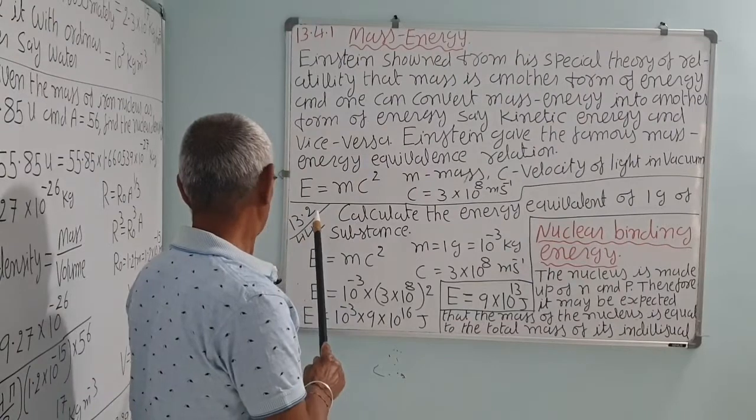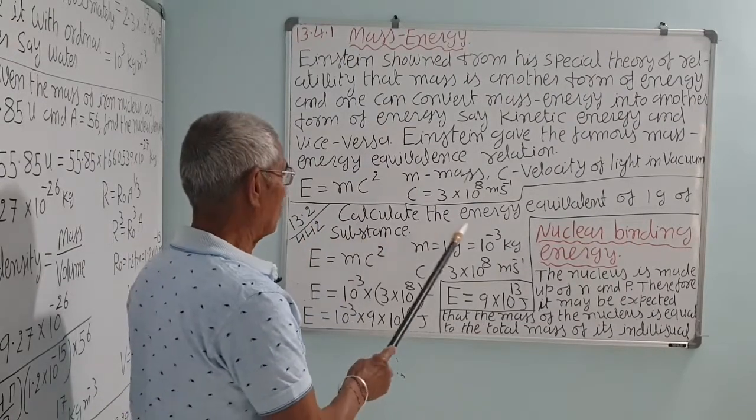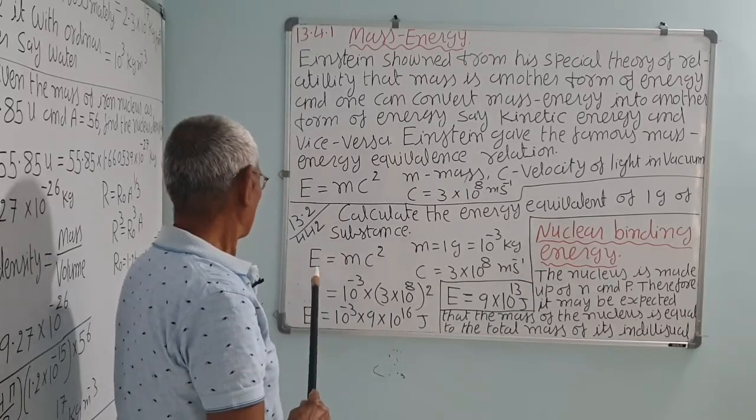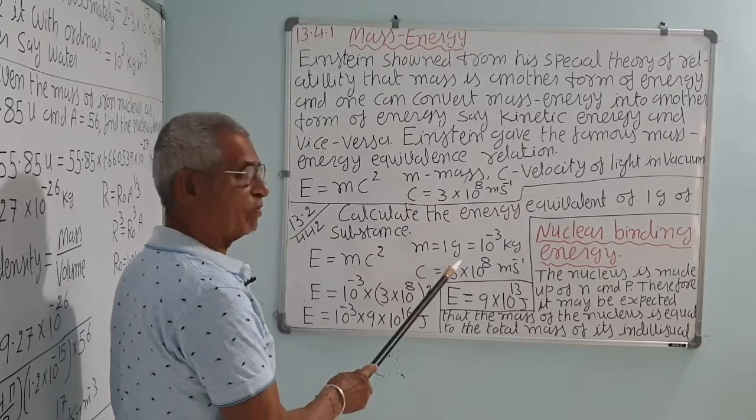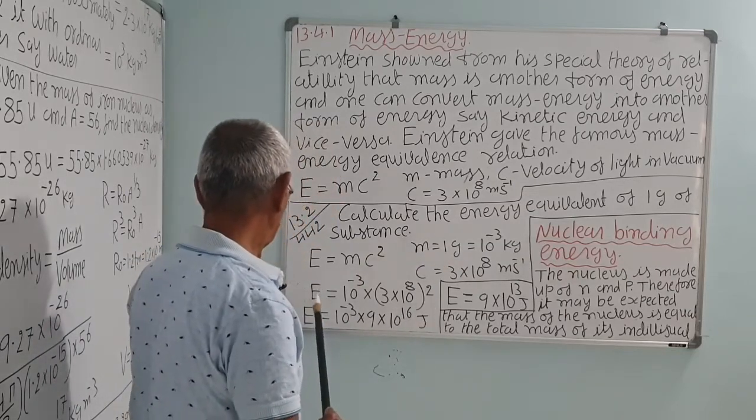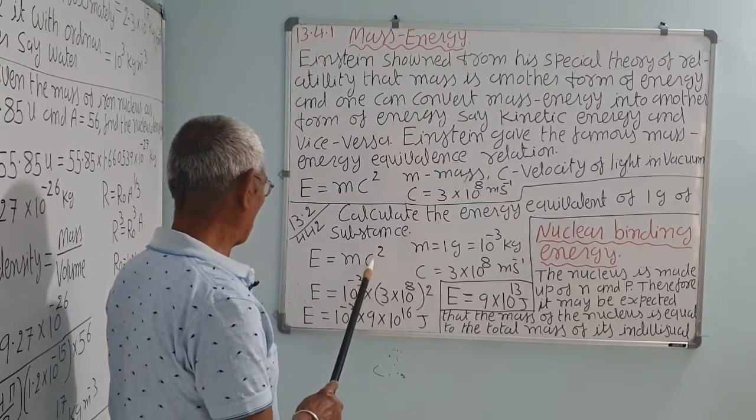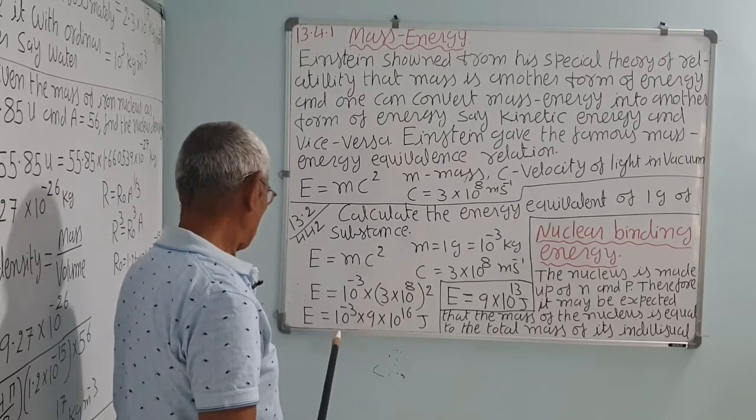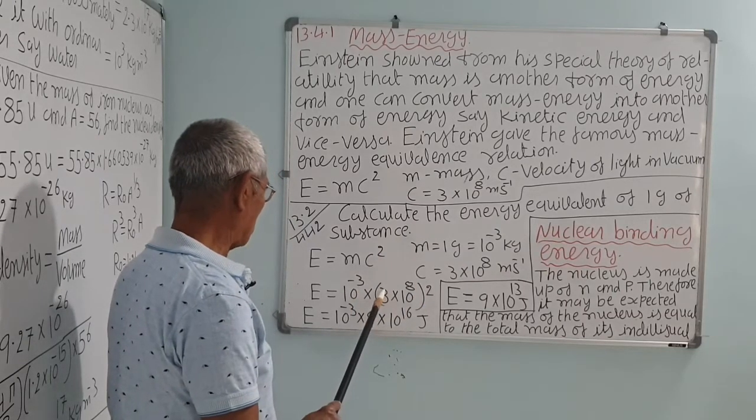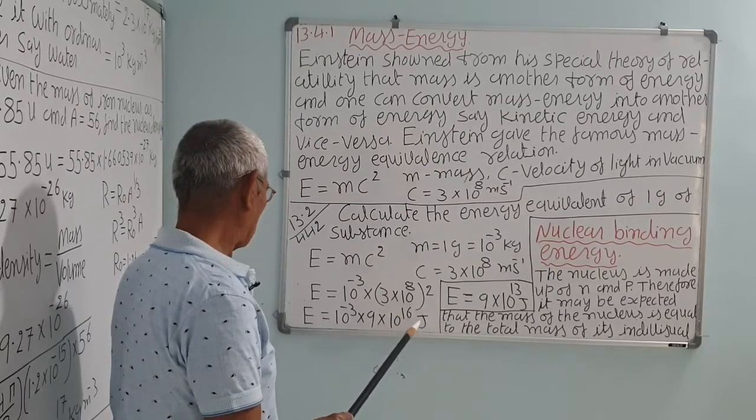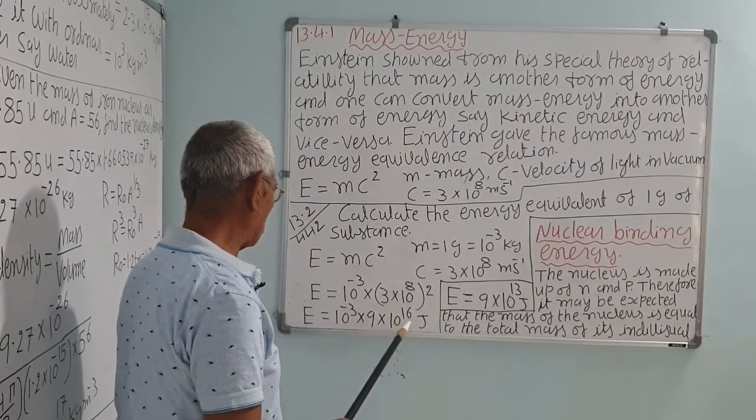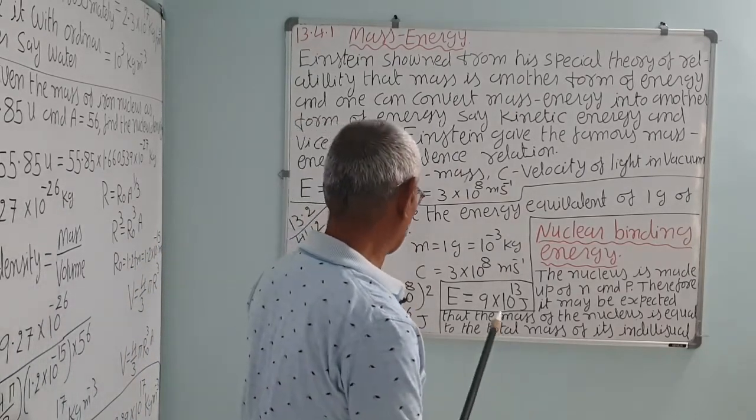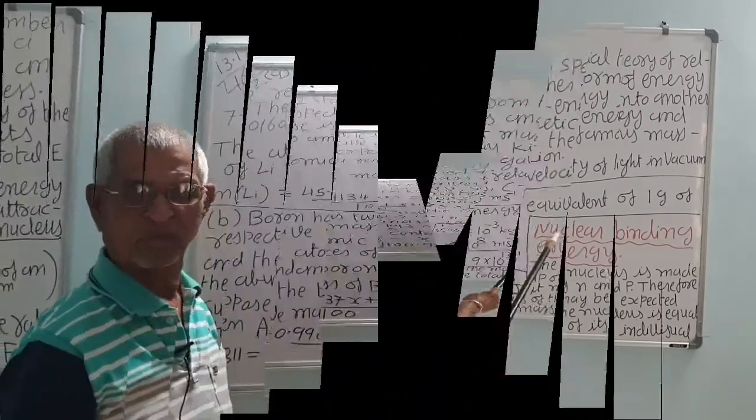Example 13.2 on page number 442. Calculate the energy equivalence of 1 gram substance. So use the Einstein equation: E is equal to mc square. m is 1 gram, that is 10 raised to power minus 3 kg. So E is equal to 10 raised to minus 3 into velocity, c is the velocity of light, that is 3 into 10 raised to power 8, squared. That is 10 raised to power minus 3 into 9 into 10 raised to power 16 joule. So 1 gram is equivalent to 9 into 10 raised to power 13 joules. This is a very high energy.